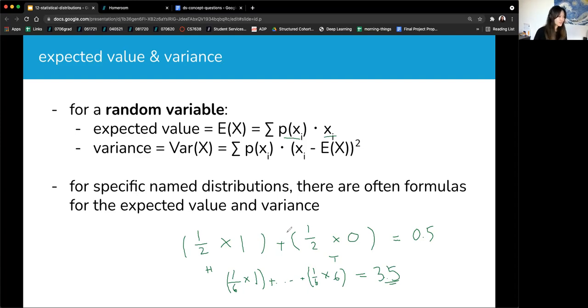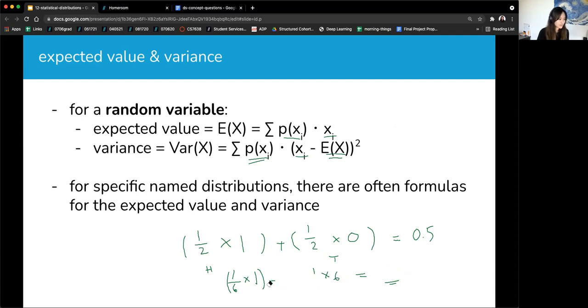A little bit more abstract is variance. So variance basically tells you what the spread of values looks like. How varied can the values be? And the formula is a little bit more complicated. Here we have the probability of the outcome, but here we have the difference between the outcome itself and the expected value, squared.